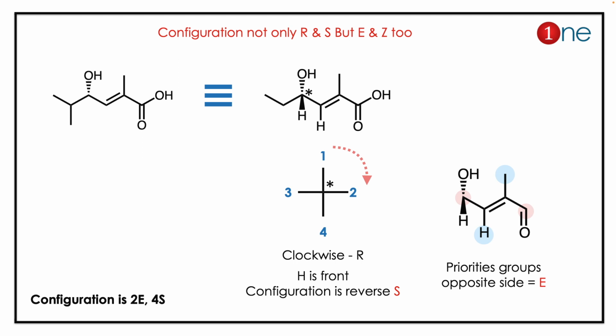Alcohol gets first, alkene second, and side chain third, hydrogen the least one. Hydrogen is on the front side but should be on the back side, so the configuration is reversed.